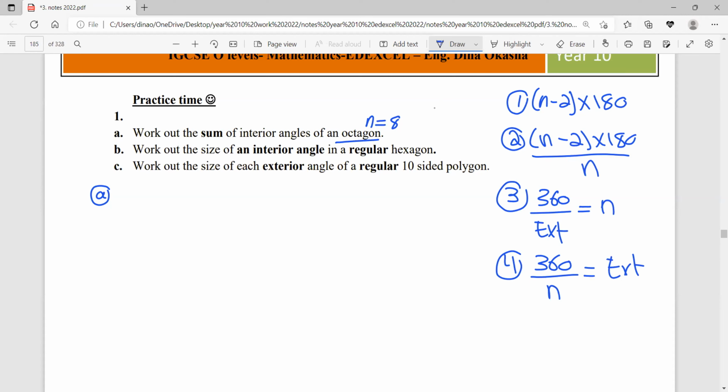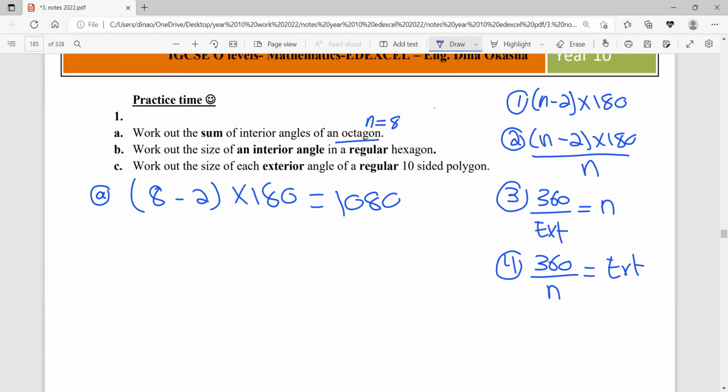Here it didn't say this is regular, and it said this is the sum, so definitely I will use rule number 1. All that you're going to do is replace the n with 8. So we will use rule number 1, which will be 8 minus 2 times 180. This is a step that you have to show in exams. Then on the calculator, 6 times 180 which is 1080. What does 1080 mean? As we agreed, the octagon has 8 angles. Angle 1 plus angle 2 plus angle 3 plus angle 4, all eight together make 1080.